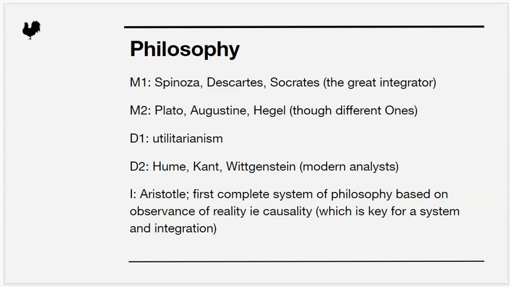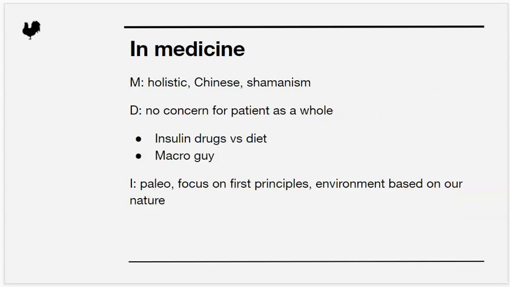And something like Kant would do, or Wittgenstein, is to say there can be no relation to reality. How can we know what is even real? It's D2. And then I would be Aristotle, the first complete system of philosophy based on observation and causality. Like I mentioned before, the four causes. So that would be dim in philosophy.